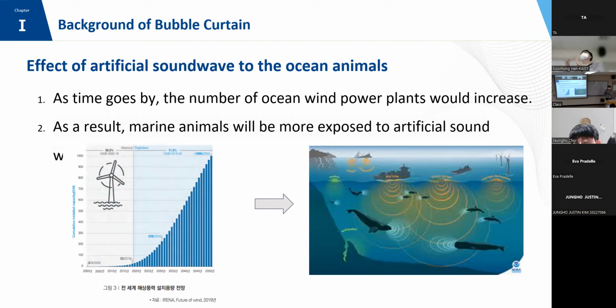So the vibration of the wind turbine can affect the marine animals.